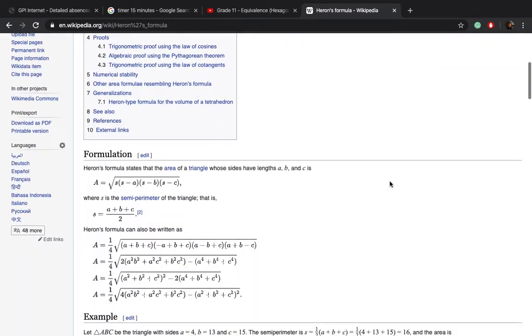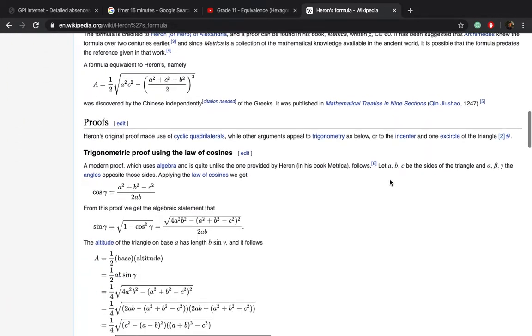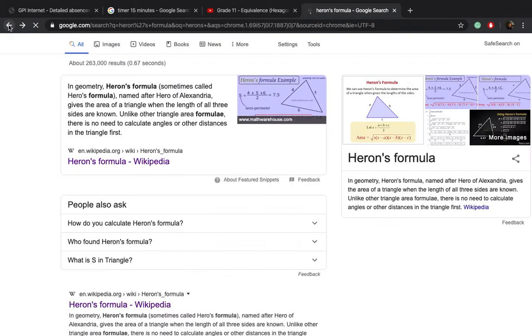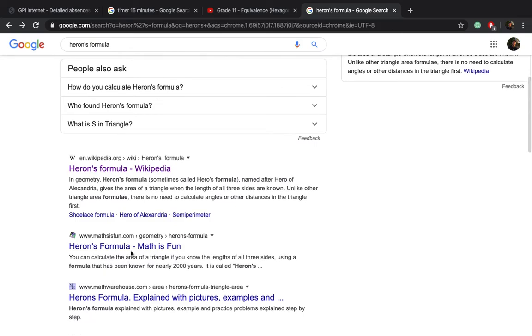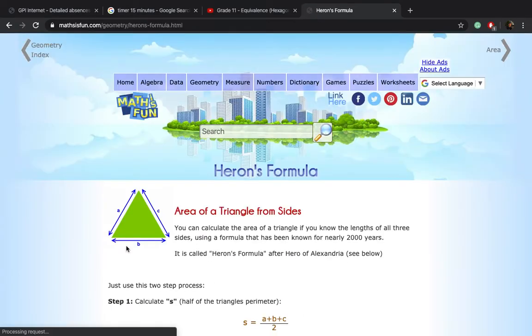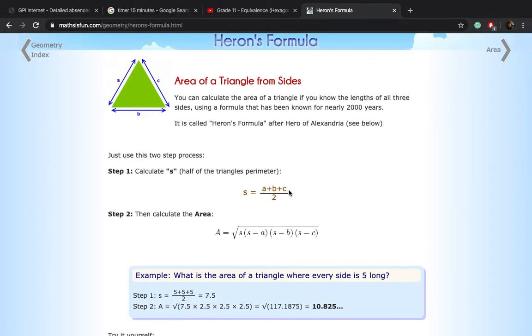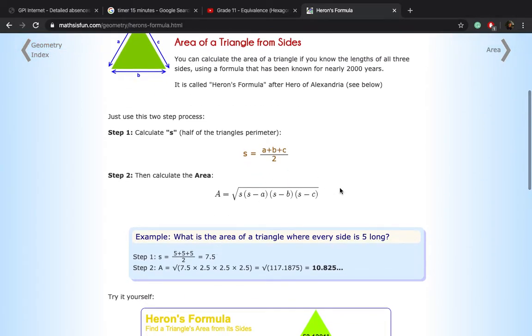Using this. But I can maybe find an easier one for you guys. So you have to find the S, which is A plus B plus C divided by 2. And then after you just put it into this. This is something that I've never personally used before, but it's really big in Quebec. So they have a tendency to use Herons a lot for some reason.